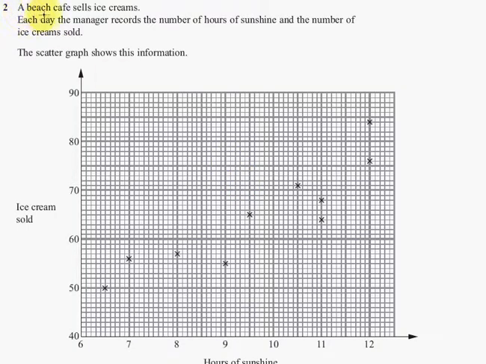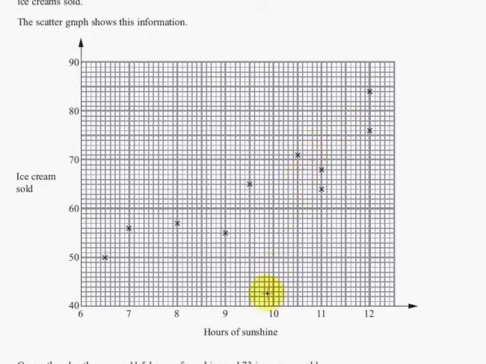Question 2. A beach cafe sells ice creams. Each day the manager records a number of hours of sunshine and the number of ice creams sold. The scatter graph shows this information. So if we look at the x-axis, here's the hours of sunshine, and on the y-axis you've got the ice creams sold.